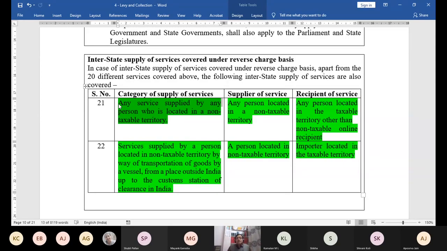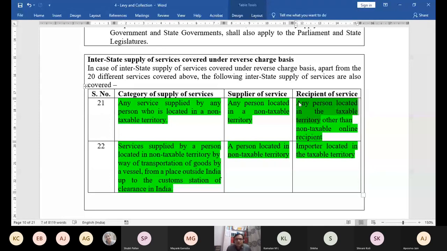That is why it is known as non-taxable territory. Who is the recipient now? X Limited. Any person located in the taxable territory other than non-taxable online recipient. This I will discuss with you later. For the time being, you can skip this "other than non-taxable online recipient". Only these first 3 lines you should learn. Any person located in the taxable territory.